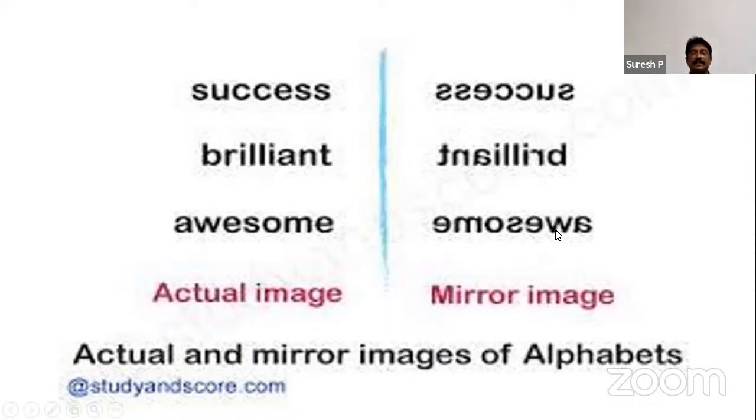So when you take awesome, A will be here, W will be here, E will be here, S will be here, O will be here, M will be here, and E will be here. So observe the actual image and mirror image. This is the most important. I hope you understand all these things. Carefully observe it and practice it many times. Then definitely that practice will give you clarity about mirror images and water images. You can get the answers.